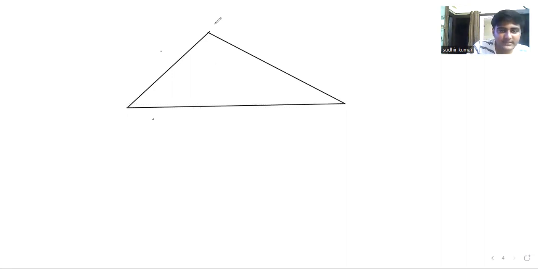Let's name the vertices. In a triangle A, B, C, there is a median AD. Let's make it more like a median. We have a median AD, which divides the angle BAC in the ratio 1:2. That is, if we say this angle to be alpha, this angle will be 2 alpha.